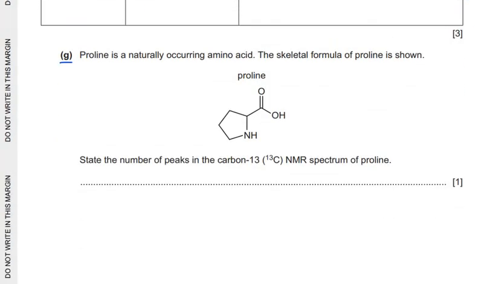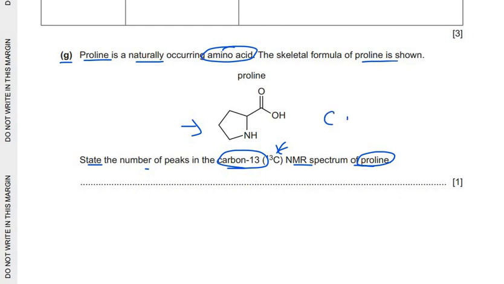Let's see what is the next sub question. Proline is a naturally occurring amino acid. The skeletal formula of proline is shown here. So here is the structure. State the number of peaks in the carbon 13 NMR spectrum of proline. So here understand, it is not proton NMR, it is carbon 13 NMR. Now let's count how many different types of carbon atoms are present in this compound.